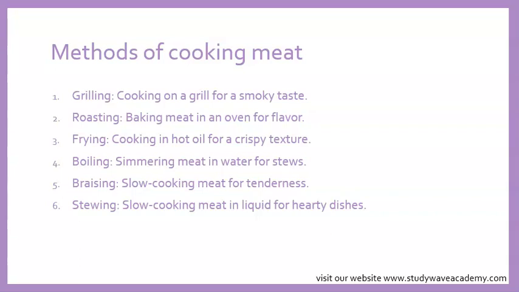Another method, braising. Slow cooking meat for tenderness. Combining dry and wet heat to cook meat slowly, enhancing tenderness and flavor. And lastly, stewing. Slow cooking meat in liquid, often with vegetables, for a hearty dish.